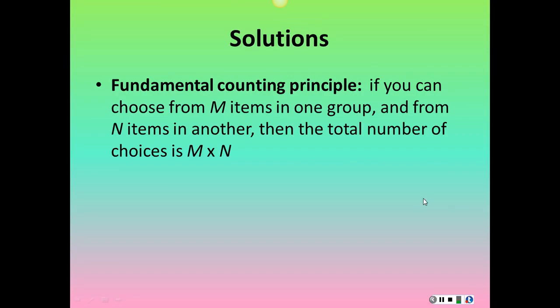As I said, this is the fundamental counting principle. You can choose m items from one group, n items from the other. The total number of choices is n times m.